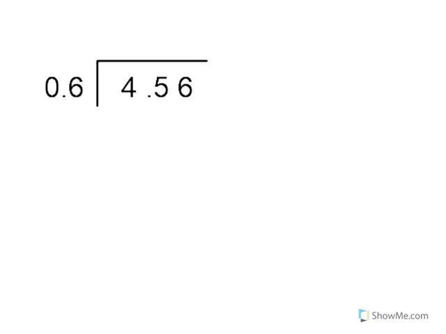Here in my problem I have 4.56 divided by 0.6. Because I have a decimal in the divisor, I have to move it out. It's going to end up here. And because I've moved my decimal one place in my divisor, I have to move it one place in my dividend, creating the problem 6 as my divisor and 45.6 as my dividend.